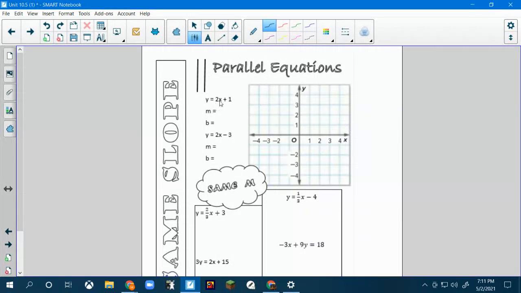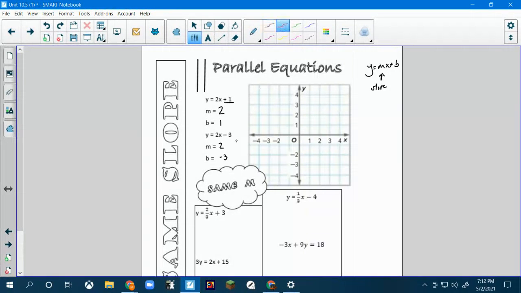We have the equation y equals 2x plus 1. First off, what's the slope? With y equals mx plus b, our slope is that m, and b is our y-intercept. So what is the number before the x? It is 2. What's our y-intercept? That's the number after, a positive 1. We also have the equation y equals 2x minus 3. Again, the number before the x is 2, and the number after is negative 3.